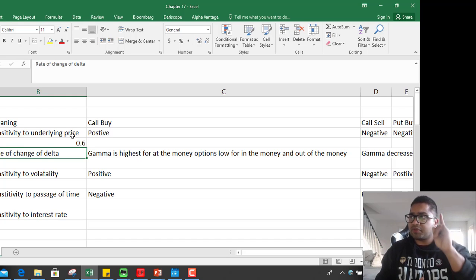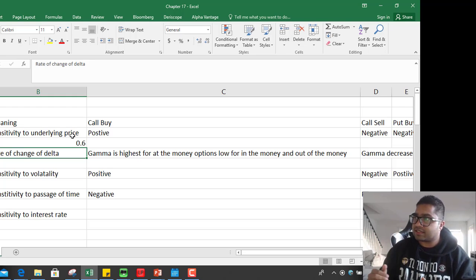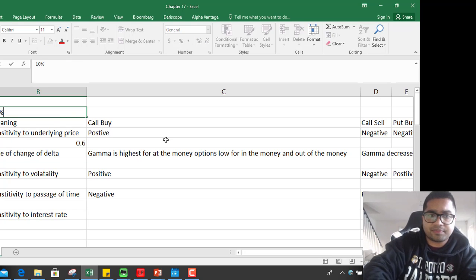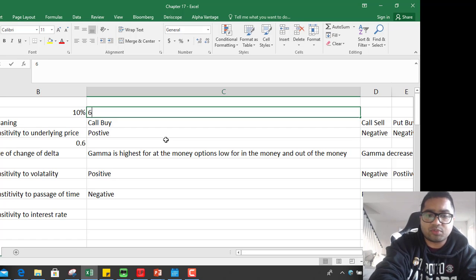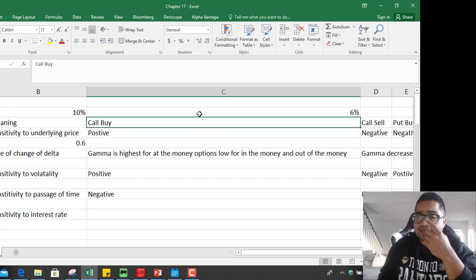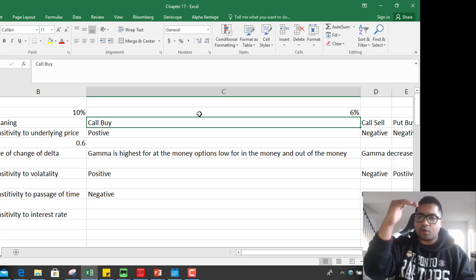That means that for every $1 movement in the underlying price, if the underlying moves by $1, your call option is going to move by 0.6 dollars, or 60 cents. So if your stock is moving by 10%, then your option is going to move by 6%. So 10% times 0.6, that is what we mean by delta. So when delta is positive, options are moving in the same direction, right? If underlying price goes up, option price goes up. If underlying price goes down, option price goes down.